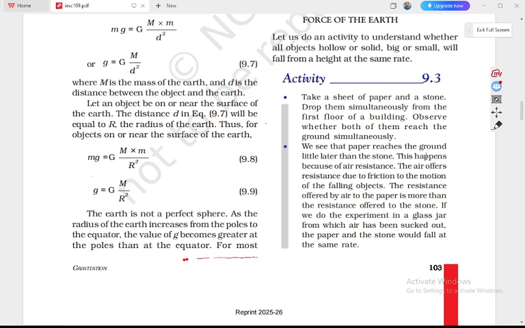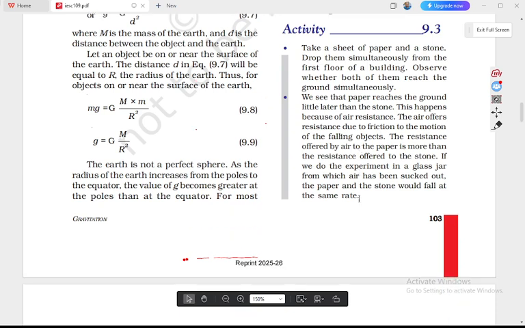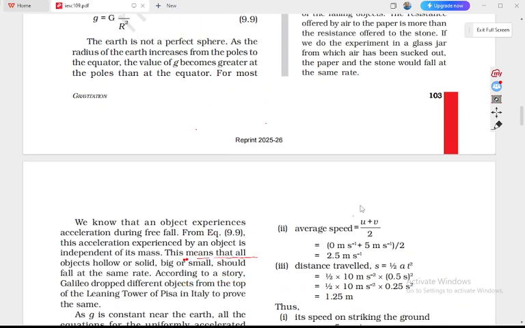We see that the paper reaches the ground a little later than the stone. This happens because of air resistance. Air offers a resistance, a friction, to the motion of falling objects. The resistance offered by air to the paper is more than the resistance offered to the stone. If we do the experiment in a glass jar from which air has been sucked out, the paper and the stone would fall at the same rate. That is, in vacuum, all the objects will fall with the same speed, right?